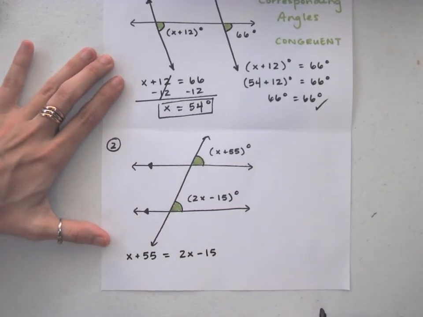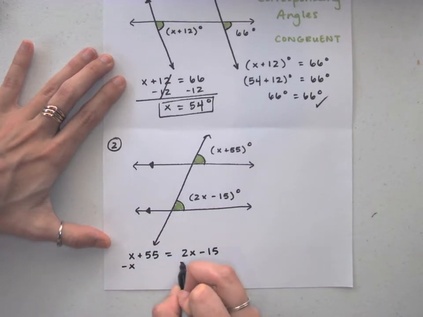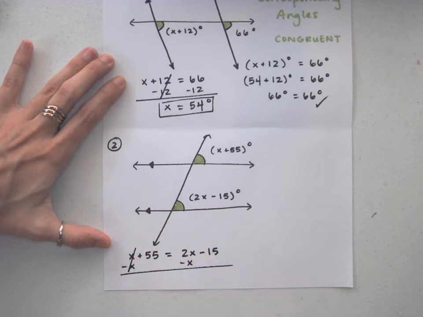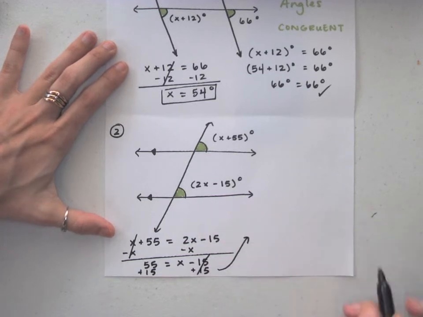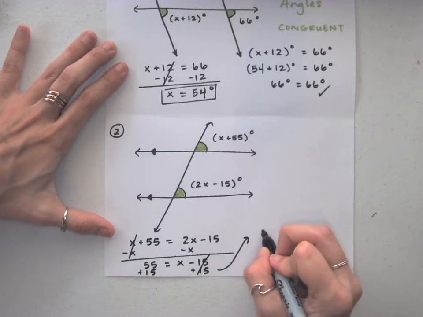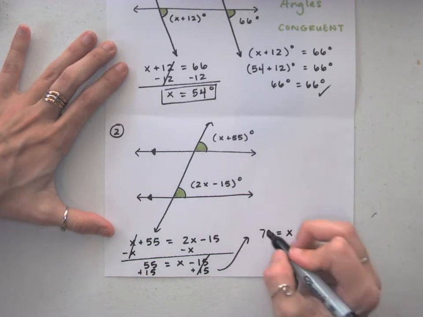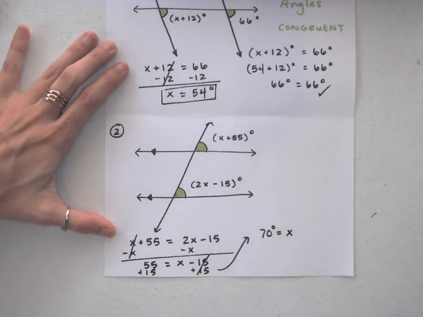I'm going to move my variable term first. I want to isolate the variable on one side of the equation. So I'm going to subtract x from both sides. I have 55 equals 2x minus 1x is 1x minus 15. Now I need to completely isolate this variable by getting rid of my constant. So I'm going to add 15 to both sides. And I ran out of room down here at the bottom of my page, so I'll go over here. 55 plus 15, let's see, 55 plus 5 is 60, plus 10 is 70. So 70 equals x, and I'm going to make sure I'm indicating that 70 degrees.